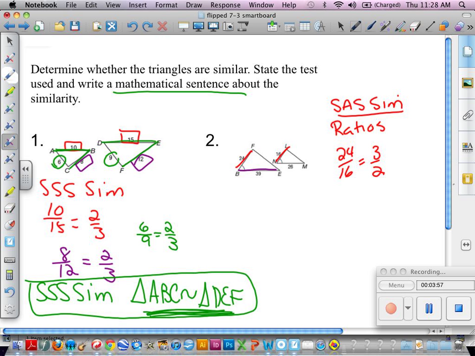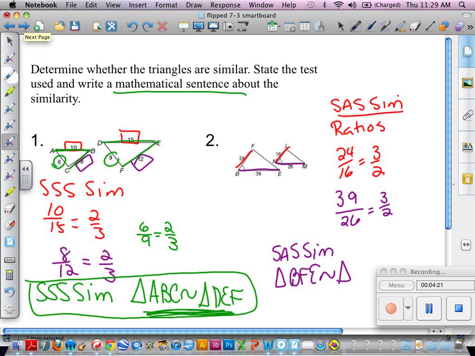And then I'm going to take my 39. And that goes with my 26, that's the largest one. And that reduces to 3/2 as well. So yeah, this is similar by SAS similarity. And then I need to write my mathematical sentence. I'm going to start with B, I'm going to go over to F, and then to E. Similar, that's the tilde for similar.